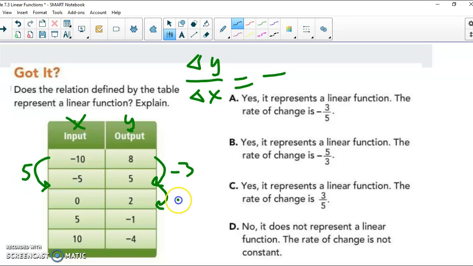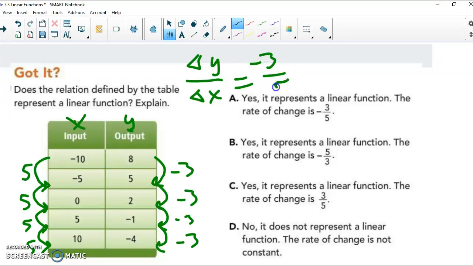5 to 2, that's a decrease of 3. Negative 5 to a 0 is an increase of 5. 2 to negative 1 is a decrease of 3. 0 to 5 is an increase of 5. Negative 1 to a negative 4, that's a decrease of 3. And 5 to 10 is an increase of 5. So we do see a constant rate of change.